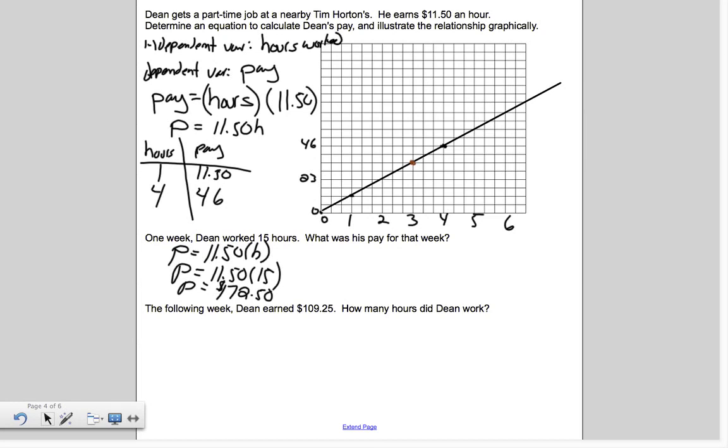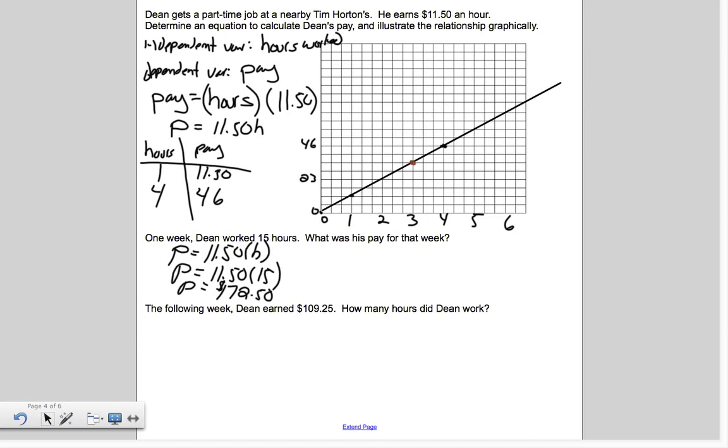The next week, Dean earned $109.25. How many hours did he work? Well, that doesn't make sense. Why doesn't it make sense? Because how do I make 25 cents? Do I work half an hour?